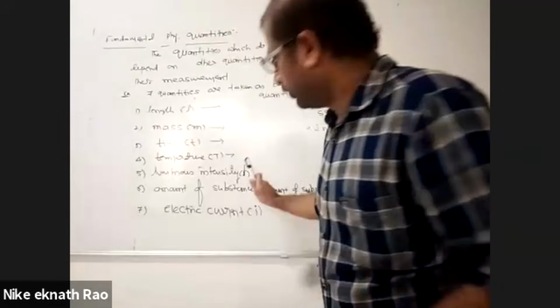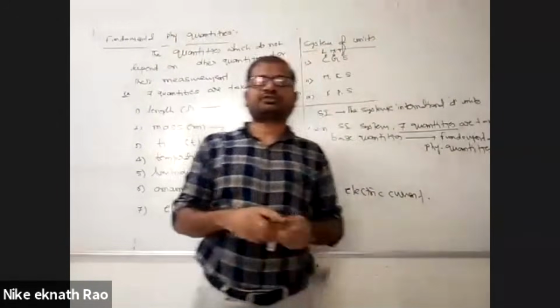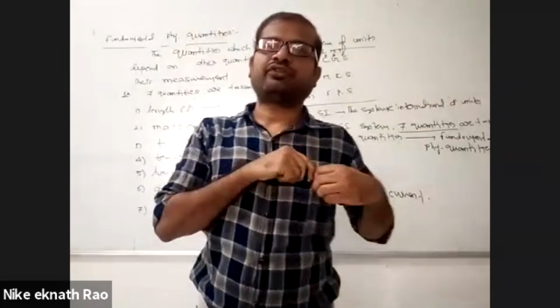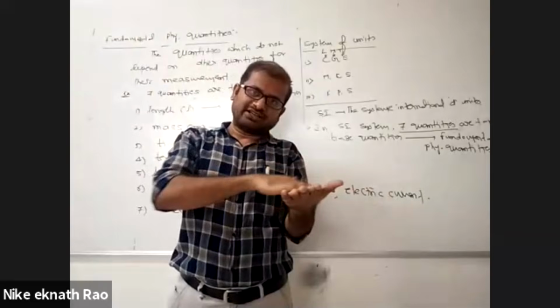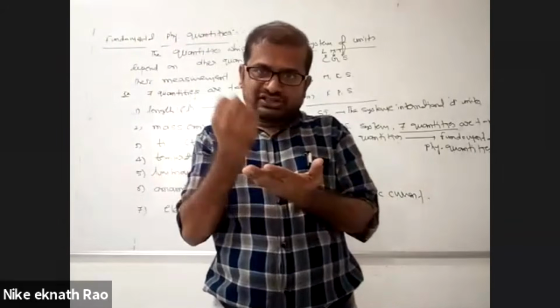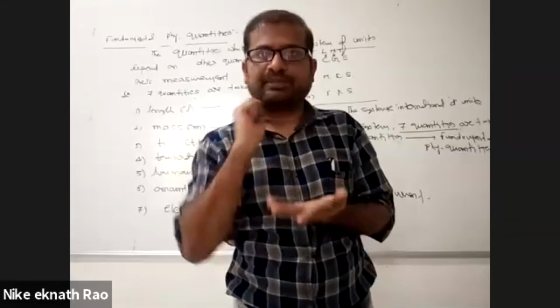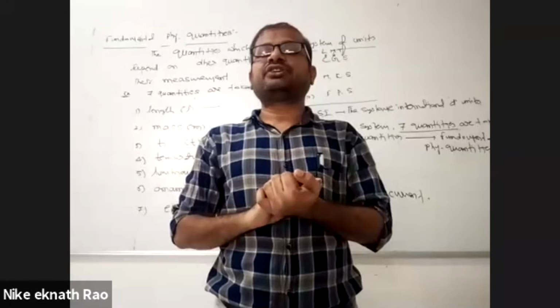Fine. What does intensity mean? For example, light is falling on a surface. Light rays are falling here, so energy is being received by the surface. How much amount of energy is received per unit time, per unit area is defined as intensity.